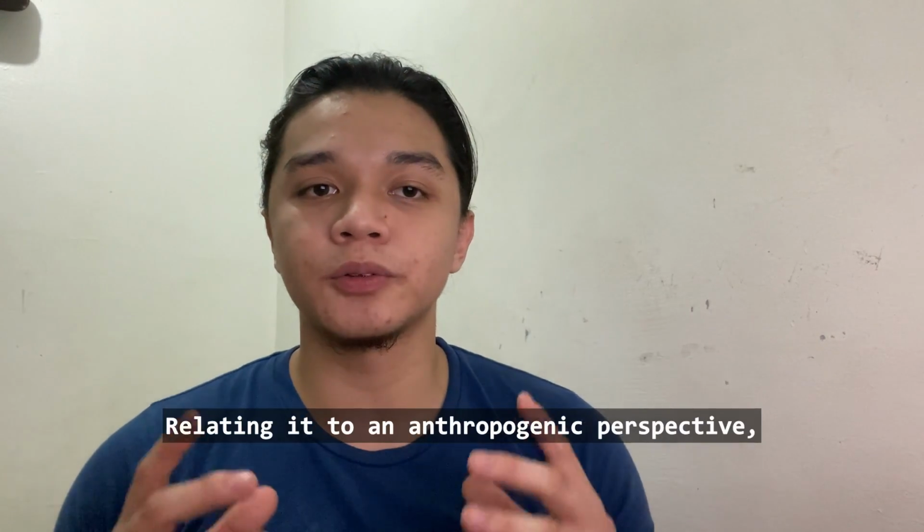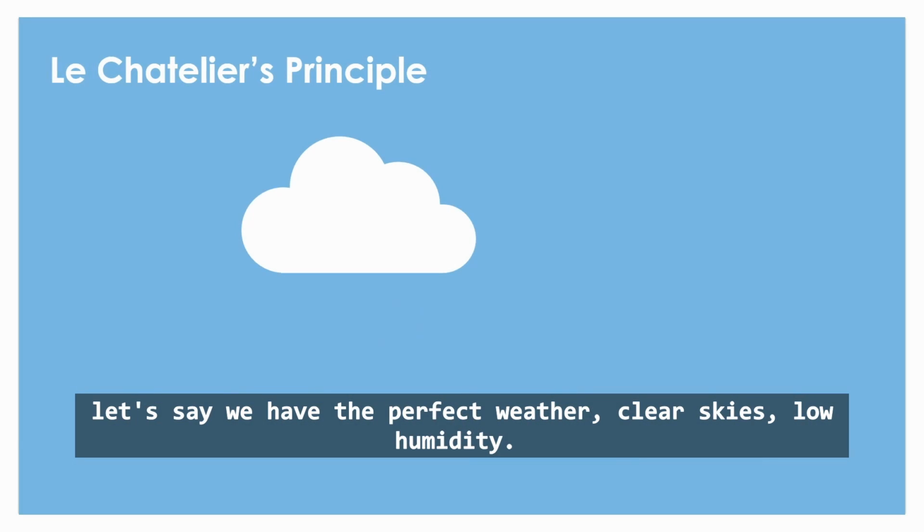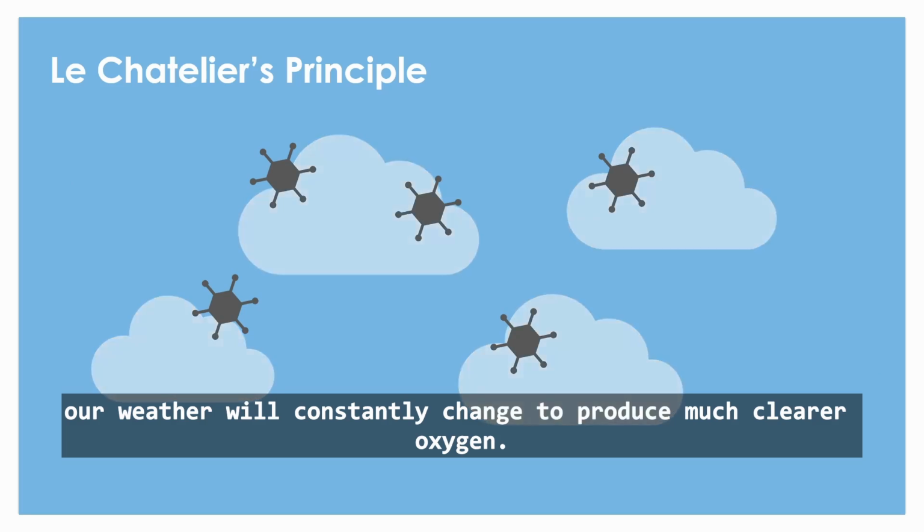Relating it to an anthropogenic perspective, let's say we have the perfect weather, clear skies, low humidity. Then because of air pollutants, the stressors, our weather will constantly change to produce much clearer oxygen.